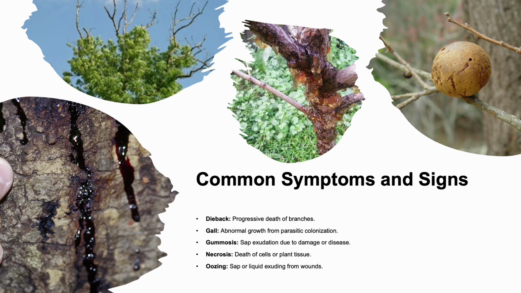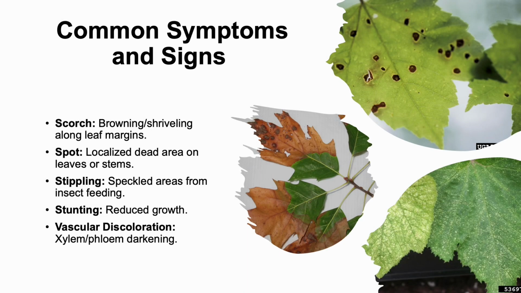Necrosis is death of plant tissue. Oozing is sap or liquid exuding from the wounds. Scorch is browning along the leaf margins. Leaf spot is localized dead areas on leaves or stems. Stippling, speckled areas from insect feeding, see mite damage. Stunting is reduced growth from stress. Vascular discoloration is darkening of the xylem and phloem due to disease.